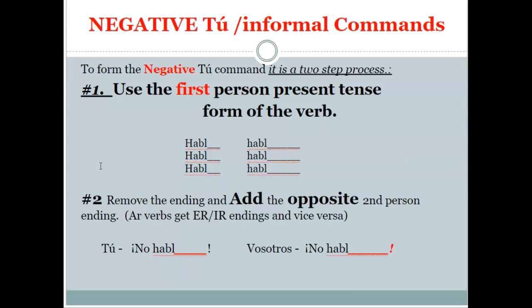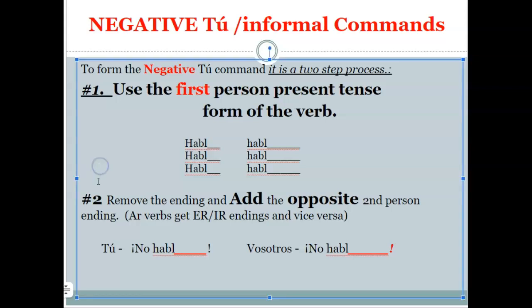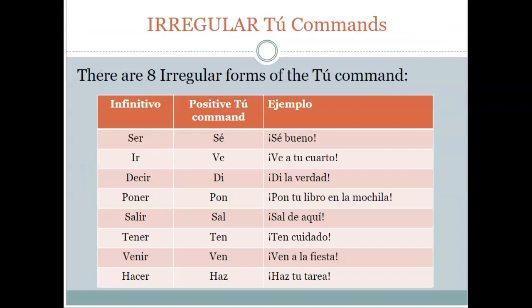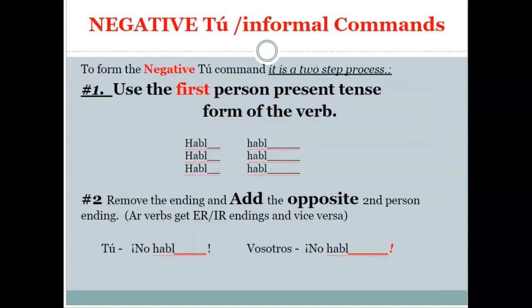So your negative informal commands are the opposite. So remember, all of these ones before were like do it. Now, if you're not going to do it, it's a little bit different. So there's two steps. You're going to go to yo, the first person present tense of the verb, and then drop the yo and add the opposite ending. So that's just kind of a little hint. Go to yo, drop the o, add the opposite ending. So if you're going to go to yo, which is hablo, and then drop our o.